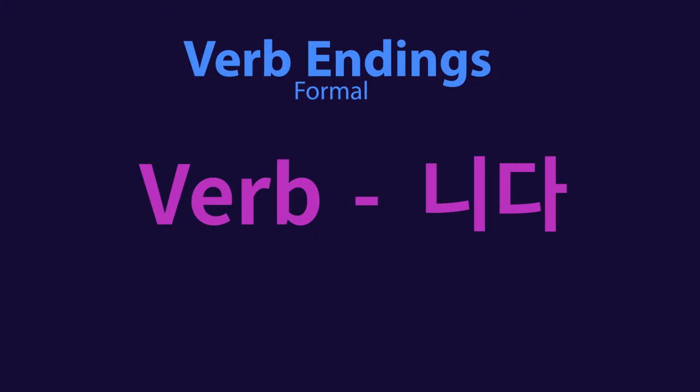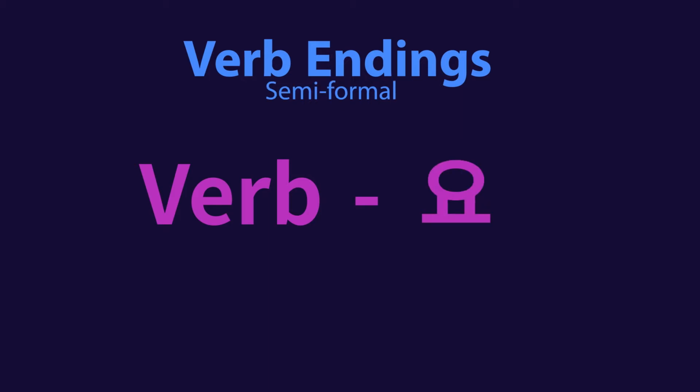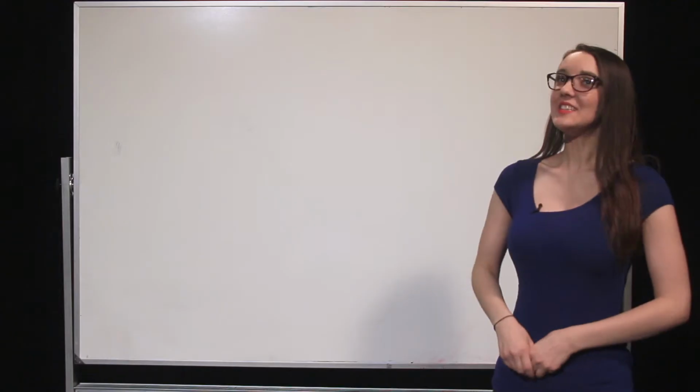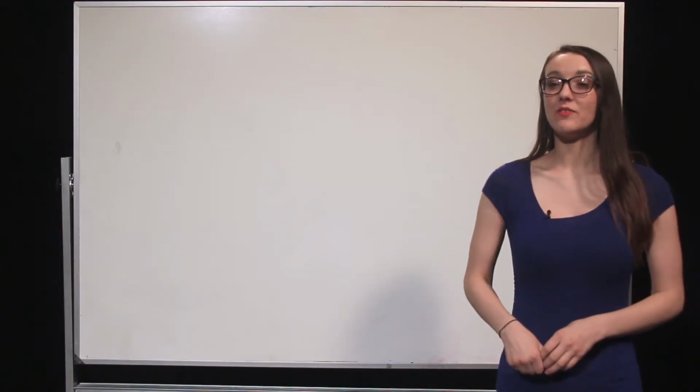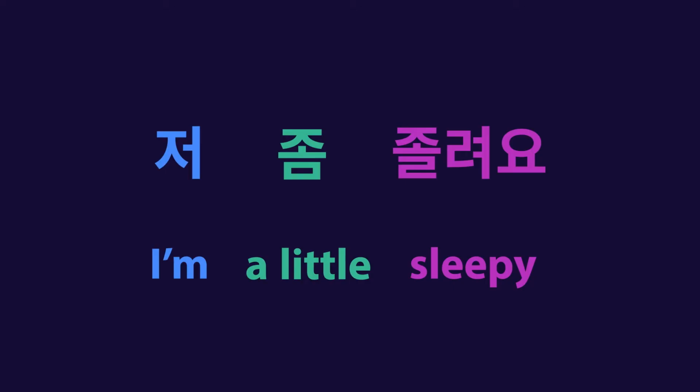The 니다 ending is an easy way to identify the sentence is super formal. A semi-formal usually ends in 요. Informal sentences can either leave out the 요 ending entirely, replace it with ya, or stay in the dictionary form. Let's see if you can identify what level of formalities these sentences are.